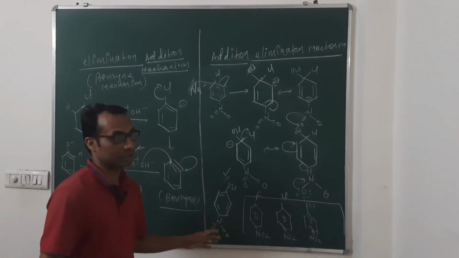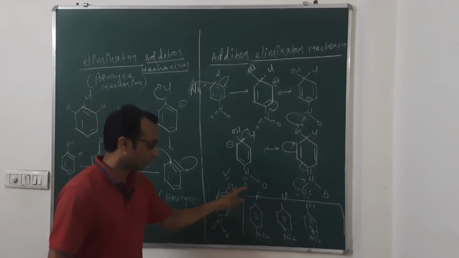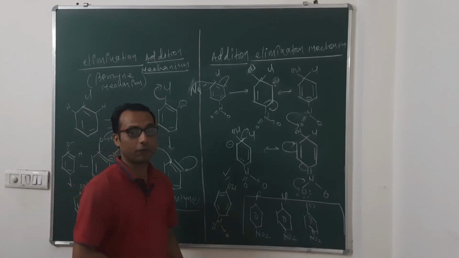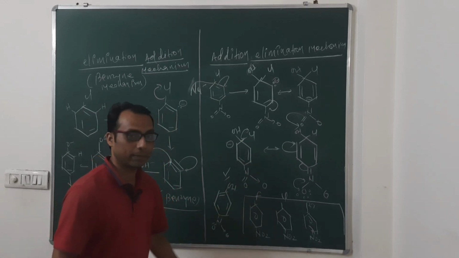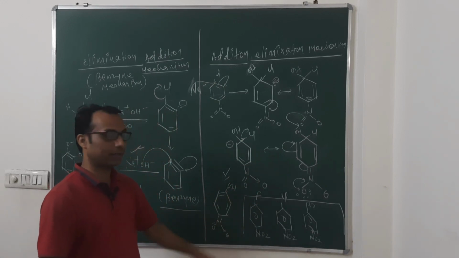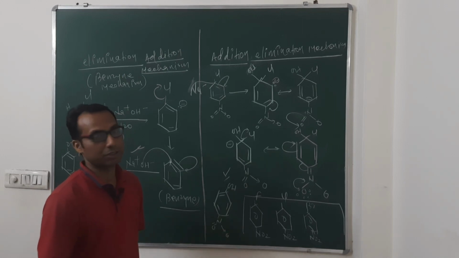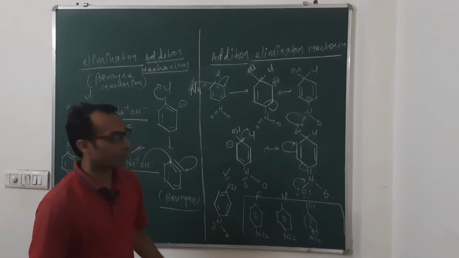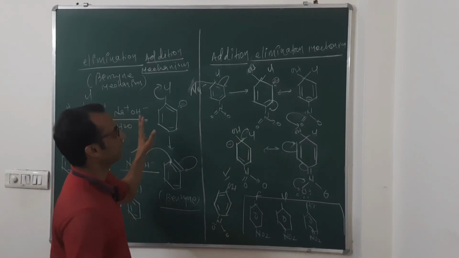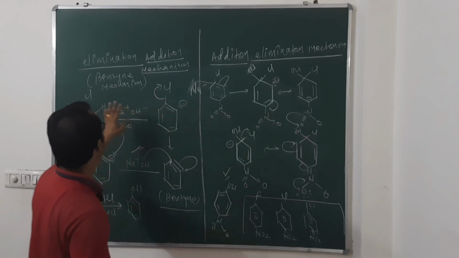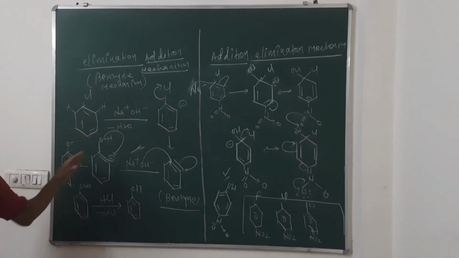in SN2 reactions. But here, in the benzene, that will react faster because of the high electronegativity, and the resonance, the mesomeric effect is also there. So both effects are involved here. That is the main reason. Okay, so I hope you understood both the mechanisms, the addition-elimination mechanism and the elimination-addition mechanism.